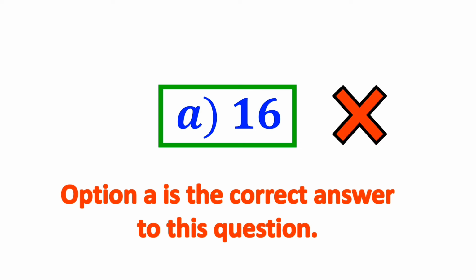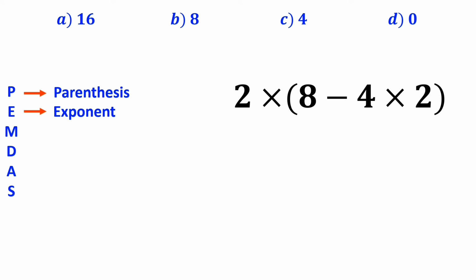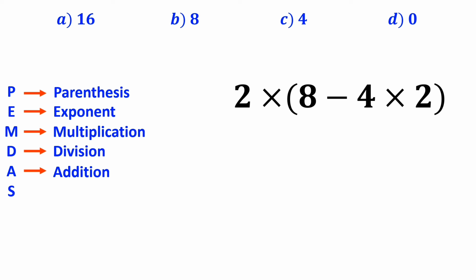But that's definitely wrong. To solve this question, we need to follow the PEMDAS rule. In this rule, P stands for parentheses, E stands for exponent, M stands for multiplication, D stands for division, A stands for addition, and S stands for subtraction. We have to follow the order of operations I told you, step by step from top to bottom.